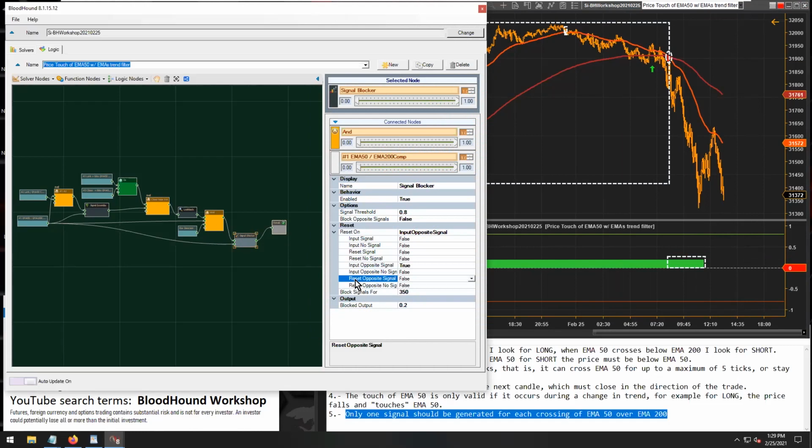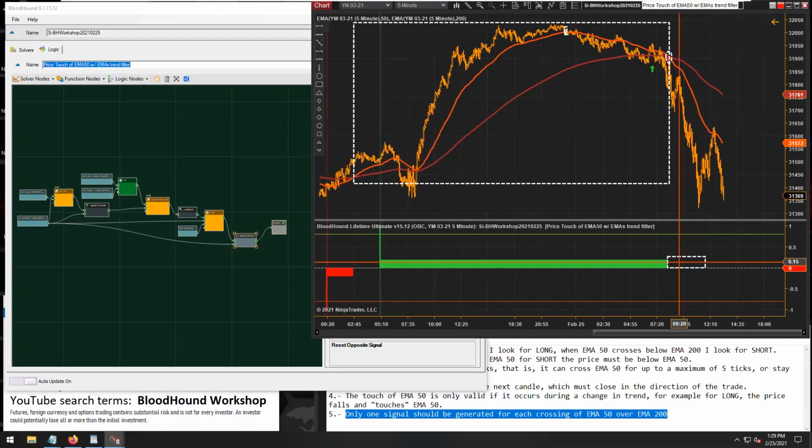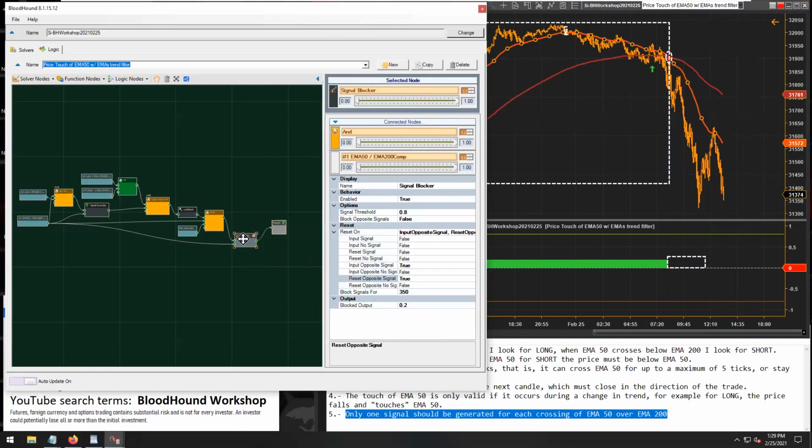So the reset opposite signal, if I turn this on, bingo, right? The signal blocker is no longer blocking long signals because our moving averages crossed each other into a downtrend, right? And so that turned off. Right. So that's how we can reset our signal blocker. So that's the easy way to do it, right? We can see that just kind of took one node.